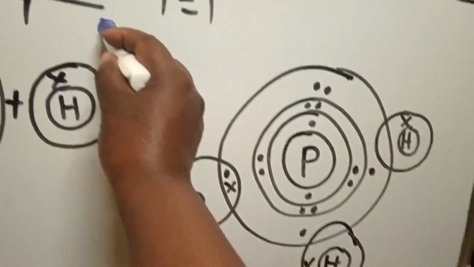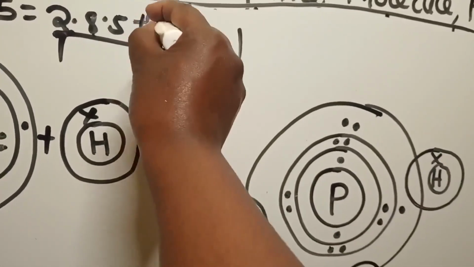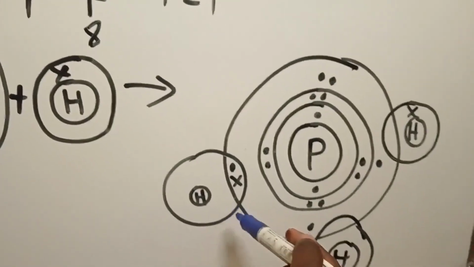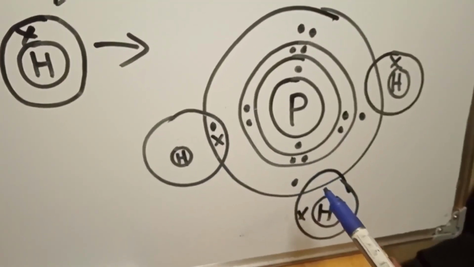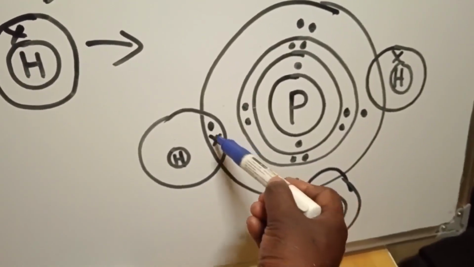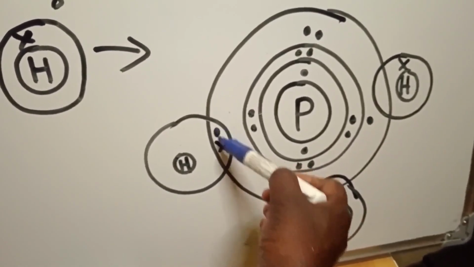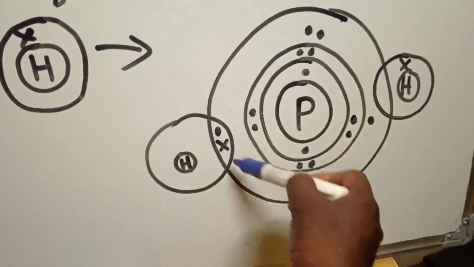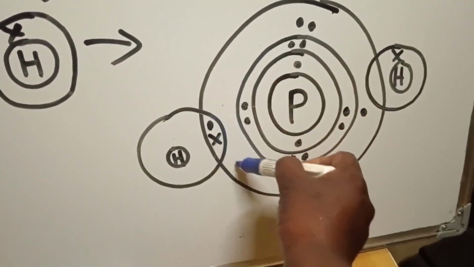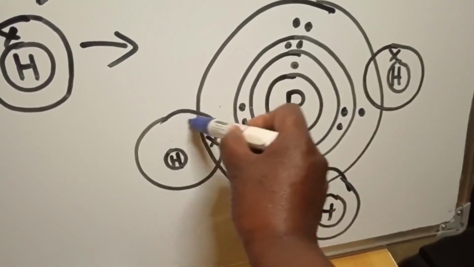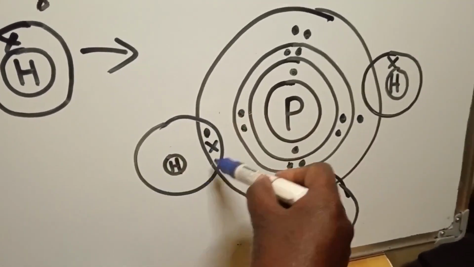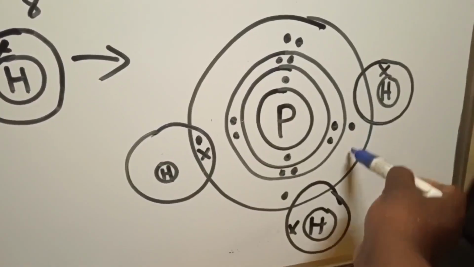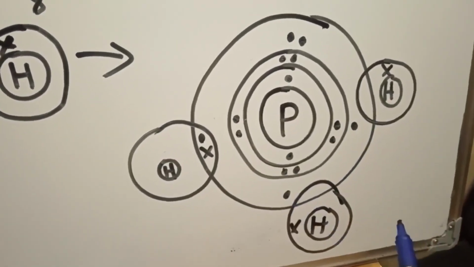For phosphorus to attain stability, it will be gaining 3 electrons, so as to have 8 in the outermost energy level. I want us to check if phosphorus now has 8. So we begin with these two. These two are counted for hydrogen, and they are also counted for phosphorus, because it is an extension of the energy level for phosphorus and also an extension of the energy level for hydrogen. So we count for phosphorus 1, 2, 3, 4, 5, 6. So it is not yet full.